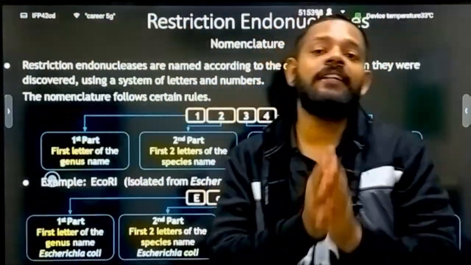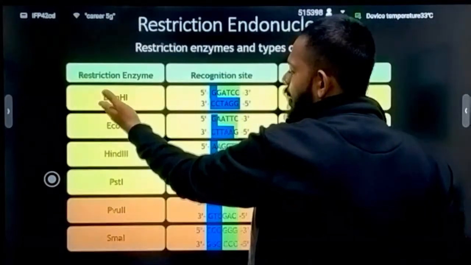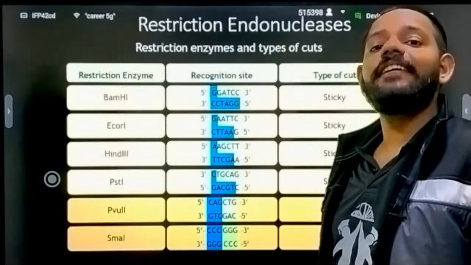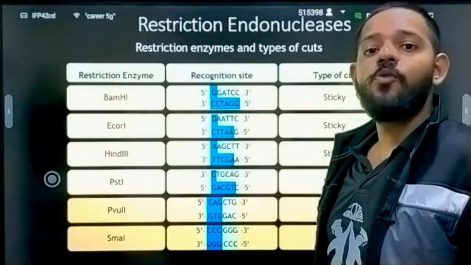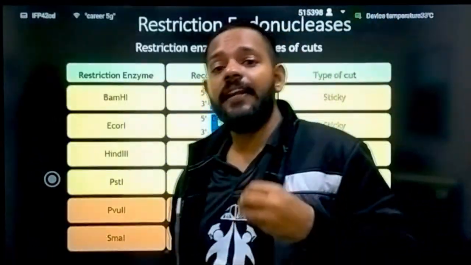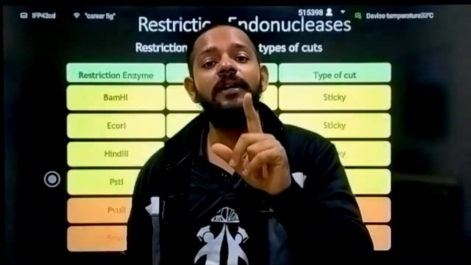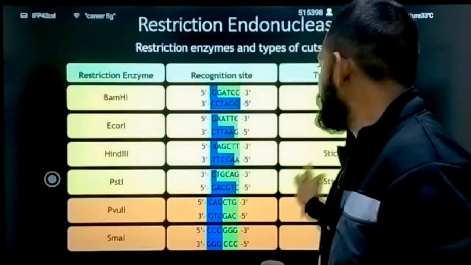Now we have nomenclature. You have studied all these names: EcoRI, BamHI, HindIII, PstI. Where did these names come from? How do you give a name to these enzymes? How can you give an enzyme a name like this? Next we are going to study nomenclature of enzymes.